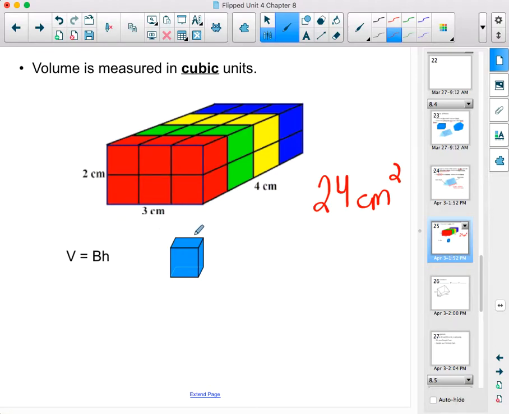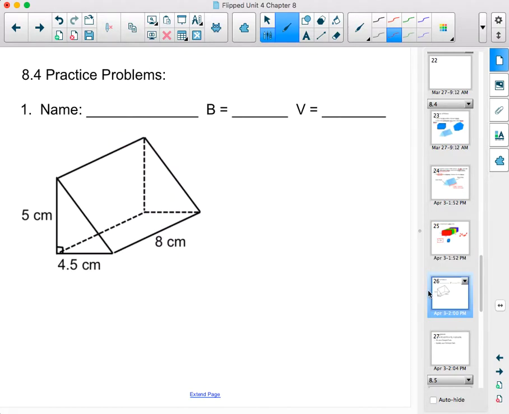Obviously, we are not going to have nice diagrams like this for every problem that we do, so that's when we use our formula, V equals big B times H, where big B is the area of the base, and H is the height, the distance between the bases. Let's look at a practice problem.